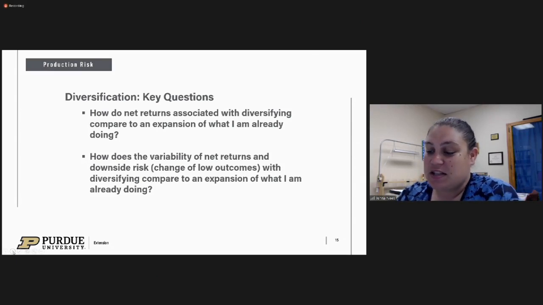The second question is, how does the variability of net returns and downside risk with diversifying compare to an expansion of what you're already doing? If returns are limited and downside risk does not change or improve, then diversifying may not be the best option. Now, if net returns are better and the downside risk is better than just expanding what you're currently doing, then that's the preferred option. So it's really important that you ask yourself those questions and go through all the facts and gather all your information before you jump headfirst into diversifying your operation.